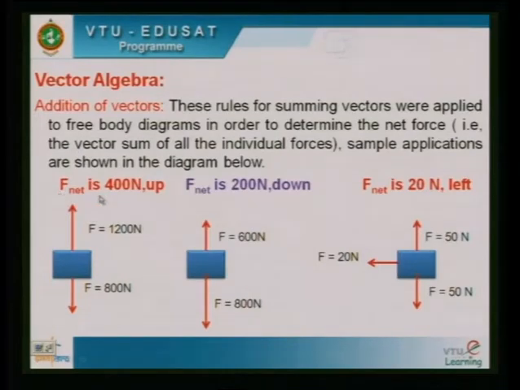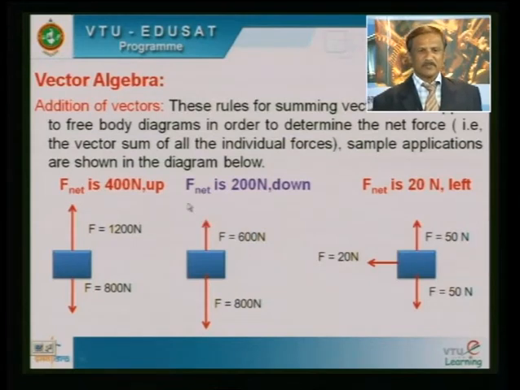If you add these two numbers, I hope you will get the net force. What is the net force? 400 Newton in the upward direction, because one is positive and another one is negative. What we discussed yesterday, right? So you will get a 400 Newton upward direction net force.